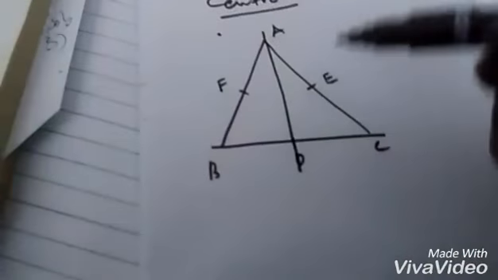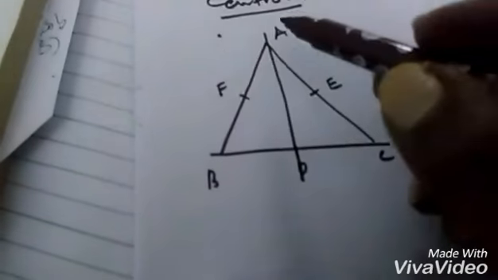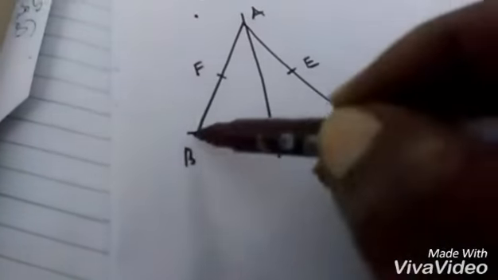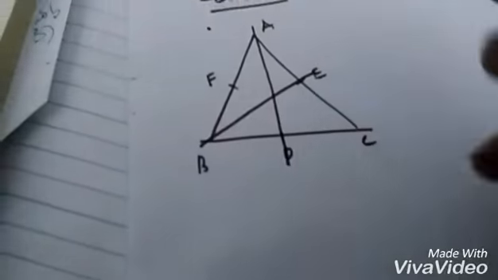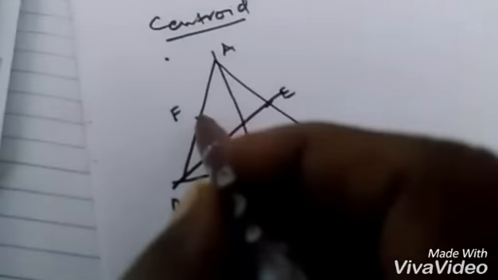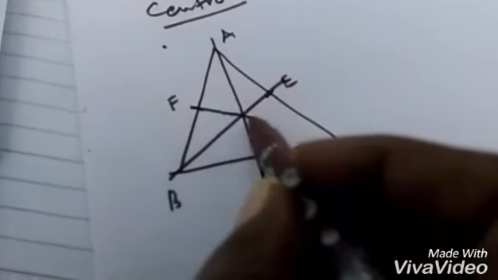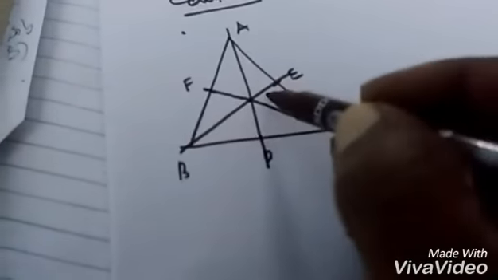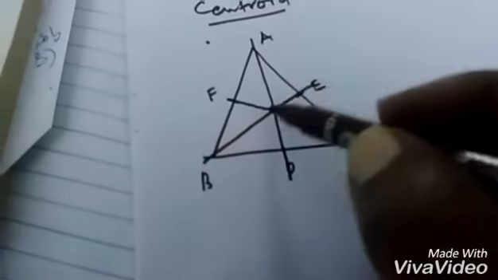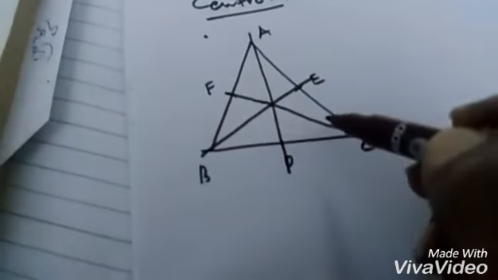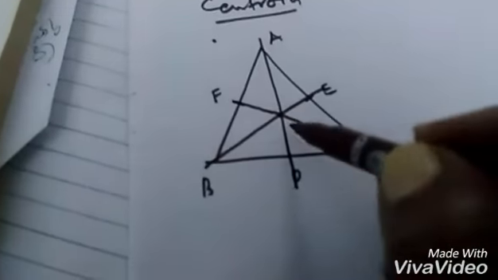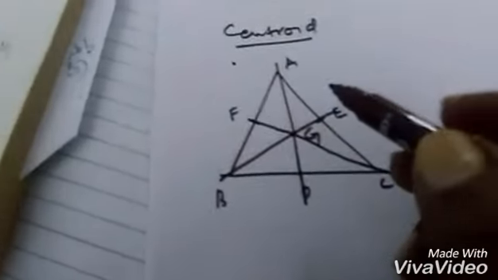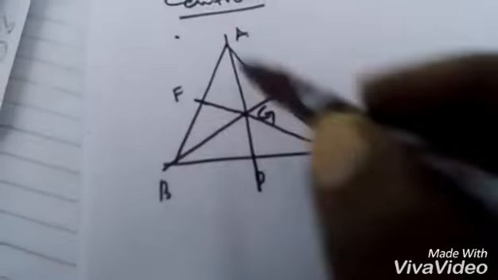this is called median. It passes through vertex A, the opposite side BC and through the midpoint. Similarly this one, similarly this also. Now the point of intersection of all the three medians, this median, this median, this median, always concurrent, and this point is called G. This is called centroid. So the point of intersection of medians of a triangle is centroid.